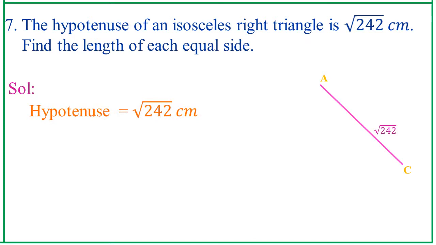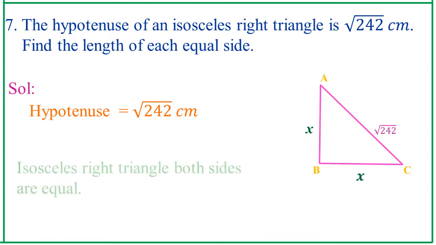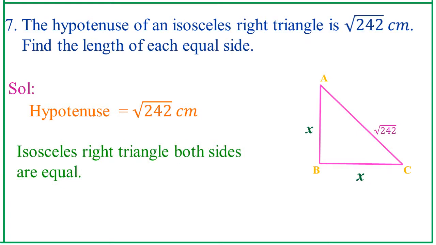Hypotenuse AC root of 242 centimeter. Then isosceles triangle means both sides are equal. So here both sides are not given, we have to assume both sides AB and BC. We have to assume x. Isosceles right angle triangle, both sides are equal. So let the side be x.